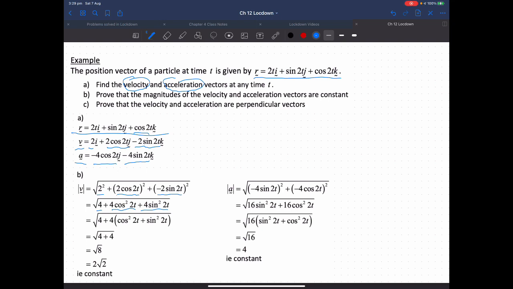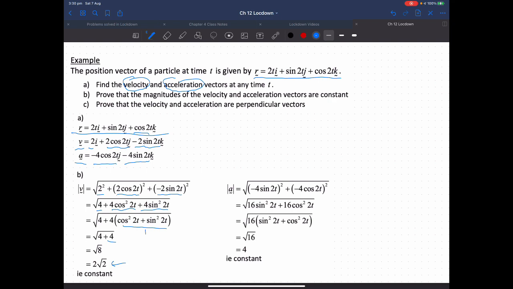Automatically I can see there's cos squared 2t there, sine squared 2t there. I can see that I can combine those to give me a 1. So I've written 4 plus 4 times cos squared 2t plus sine squared 2t. Cos squared 2t plus sine squared 2t is 1. 4 times 1 is 4. So we have the square root of 4 plus 4, the square root of 8, which I can simplify to be 2 root 2. 2 root 2 is a constant. So I've shown the magnitude of velocity is a constant.